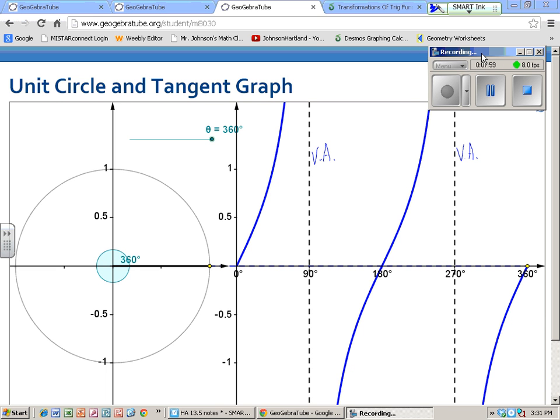At 90 degrees, remember this point is (0, 1). So tangent's opposite over adjacent, that is your y value over your x value. 1 divided by 0 is undefined. That's happening here at 90 degrees. It happens at 270 degrees too. So you've got some vertical asymptotes, but this is the general shape of your tangent graph.